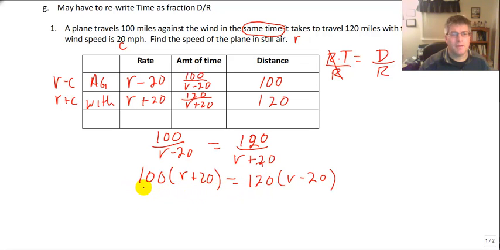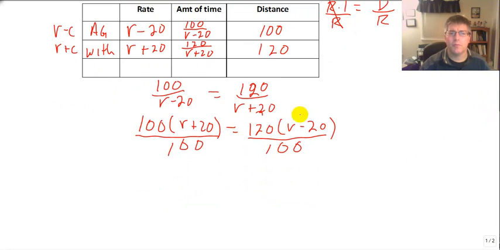Now I'm going to do something. I am going to divide both sides by 100. We could divide by 120. We could distribute the 120 and the 100, but our number is going to be a little bit easier here. So if I divide by 100, I get r plus 20 equals, well, 120 over 100 is 12 over 10. That's 6 over 5 times r minus 20.